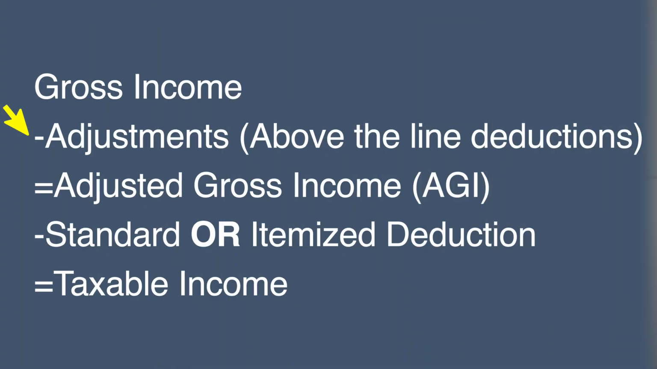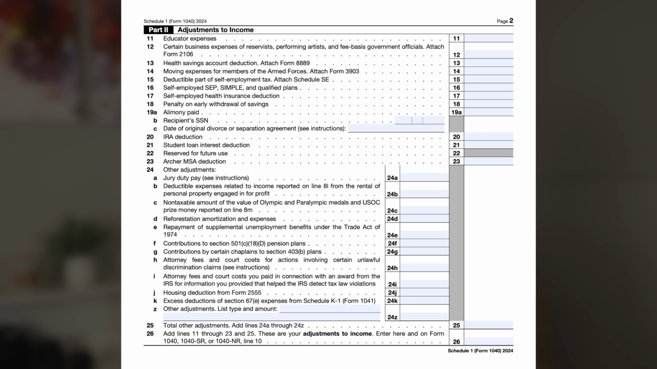In today's video, we're focusing on those adjustments, the above-the-line deductions that come before your adjusted gross income. I recently made a video comparing the differences between the standard deduction and itemized deductions, so if you're interested, I'll link that in the video description down below. Now, these adjustments to income will go on Schedule 1 of your Form 1040 and can be found on page 2. Let's jump into each deduction one by one.